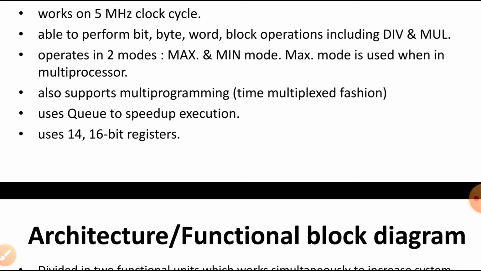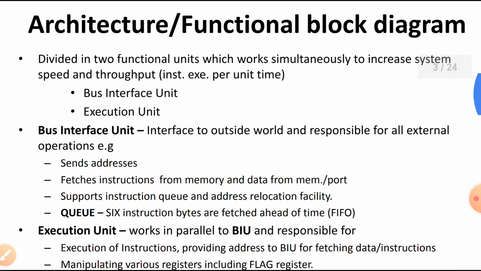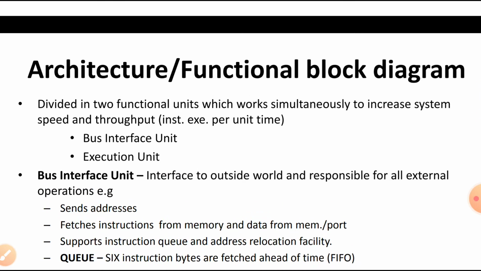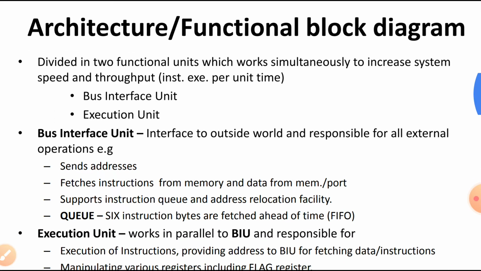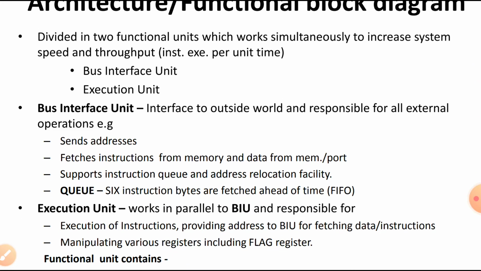Now, the last feature of 8086 is that it uses 16-bit registers, and there are 14 such 16-bit registers. Now, as far as the architectural and functional block diagram of 8086 is concerned, the architecture is divided into two parts. One is the bus interface unit, the second one is the execution unit.